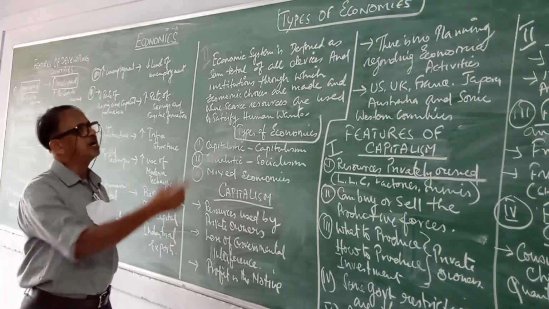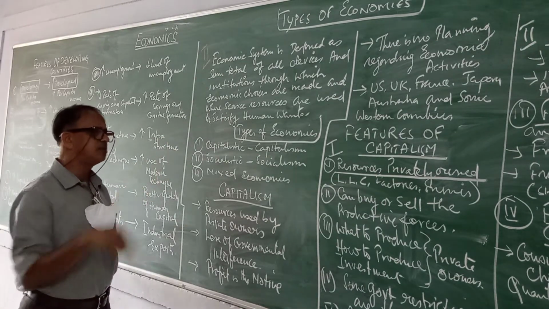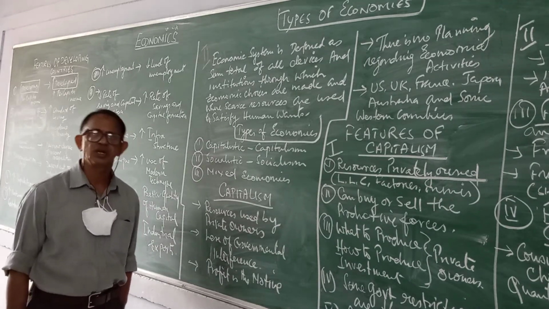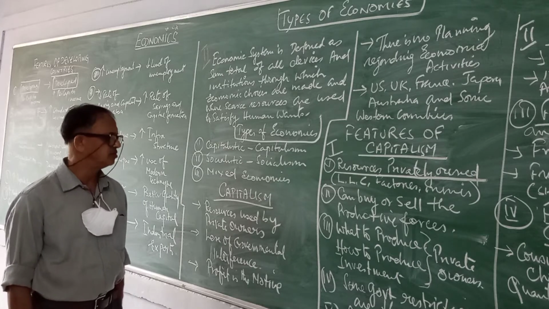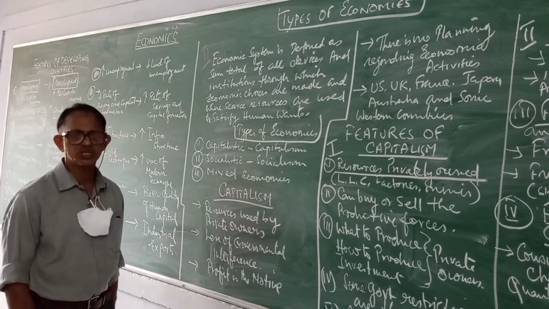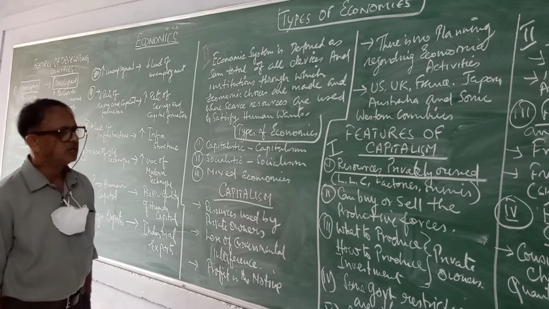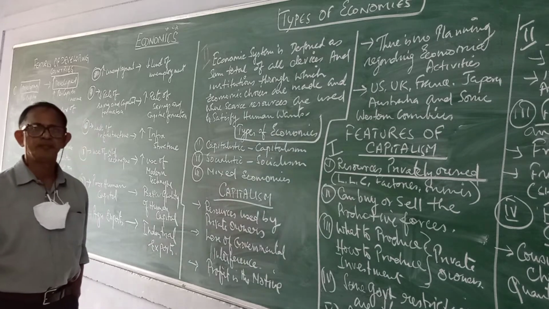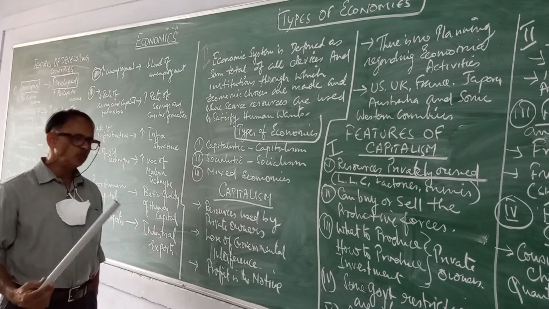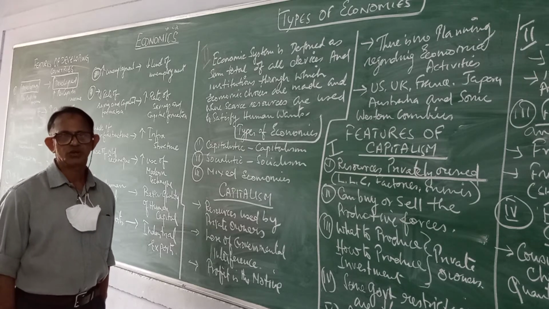Now, having understood what an economic system is, we should study the types of economic systems. One is the capitalistic economy or capitalism, then the socialistic economy or socialism. Then we have mixed economies where the private and public sectors both go hand in hand. Now let us understand what capitalism is. How do you identify whether an economy is capitalistic, socialistic, or mixed?